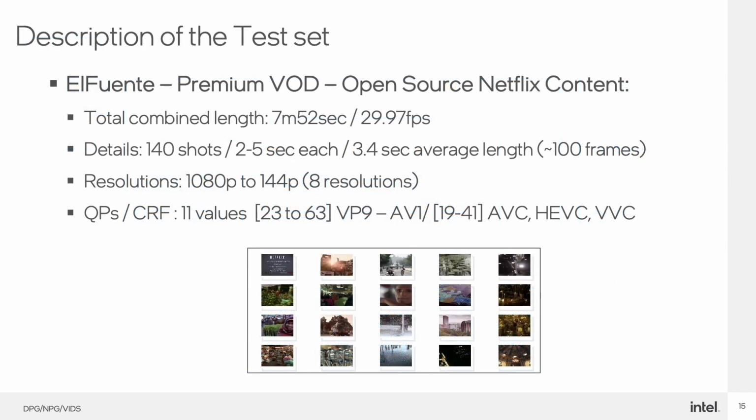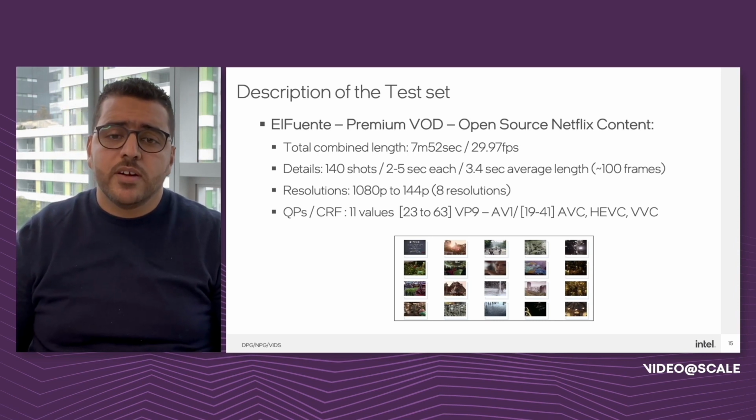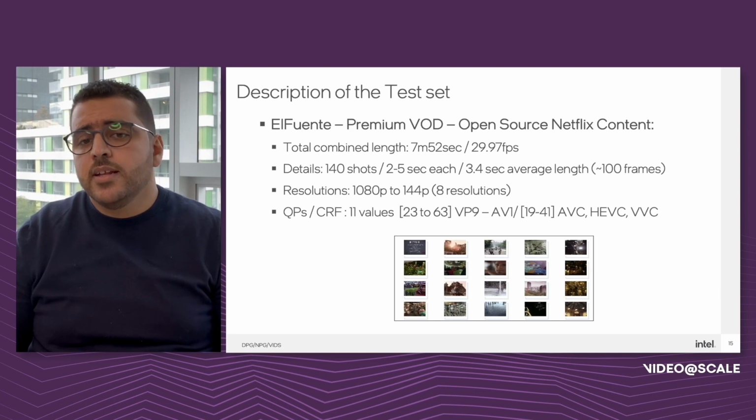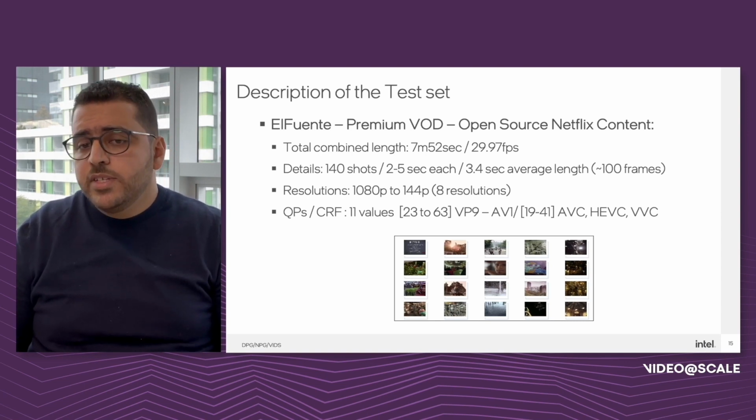For the test set, we have used the El Fuente open source Netflix content. It has about 8 minutes at 30 frames per second. It was split into 140 shots. On average, there are about 3.5 seconds per shot. And we used 8 resolutions going from 1080p down to 144p at 11 CRF values, with slightly different ranges between AV1, VP9, AVC, HEVC, and VVC.